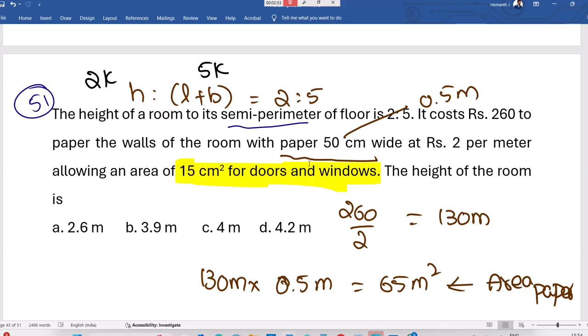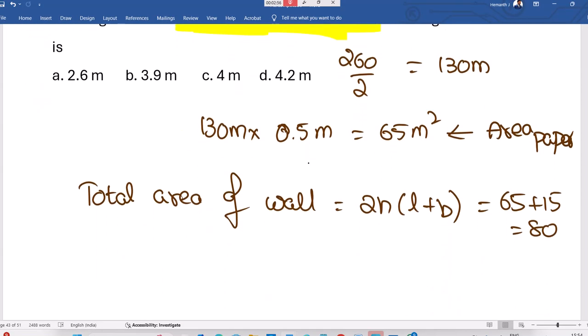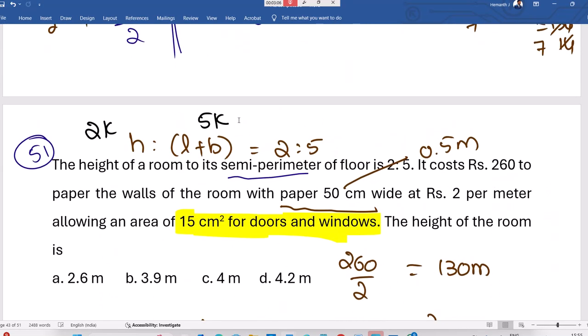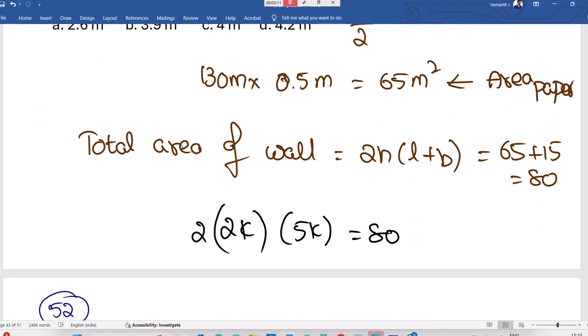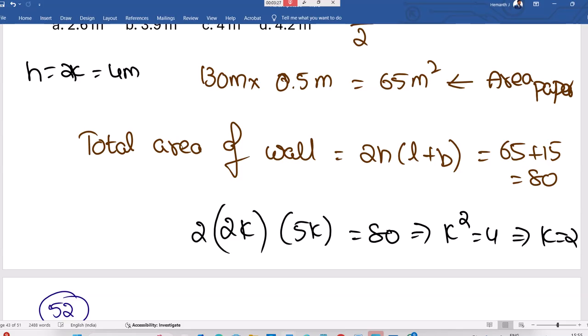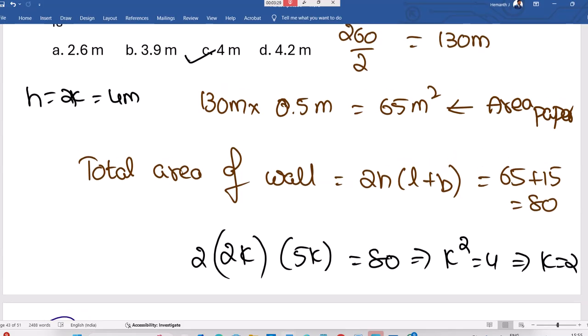Height is 2k. Okay, now here 2h is 2 into k. So 2k, right? Height is 2k. L plus B is 5k. You check once. Yes, L plus B is 5k. Height is 2k. Now if you go ahead, you get the k square value. What is that? 4. K will be equal to 2. The question is regarding height. Height equal to 2k, which is 4 meters.